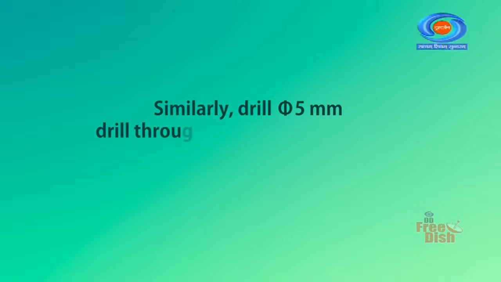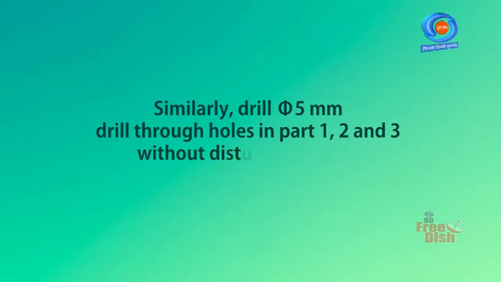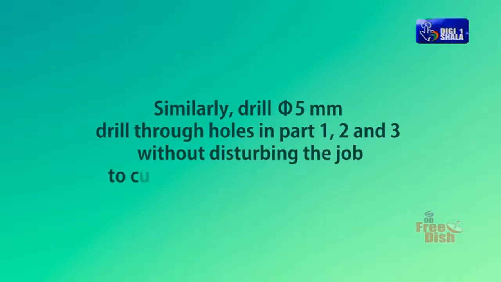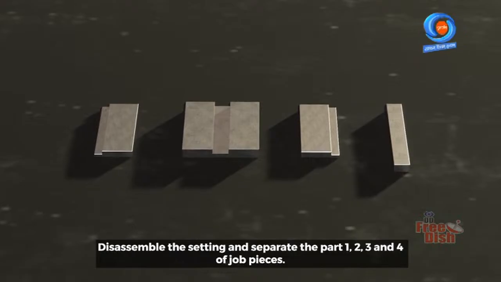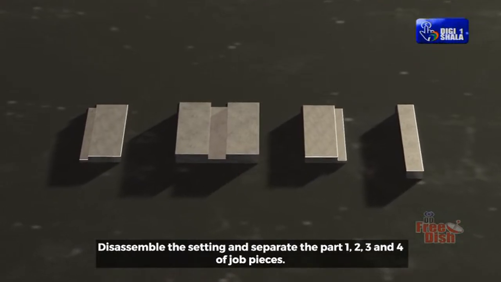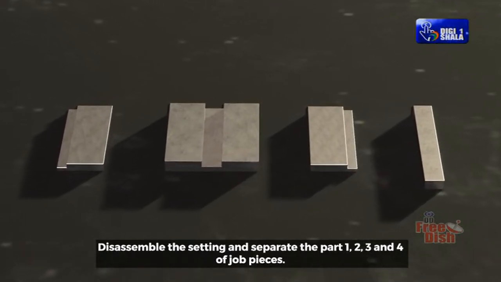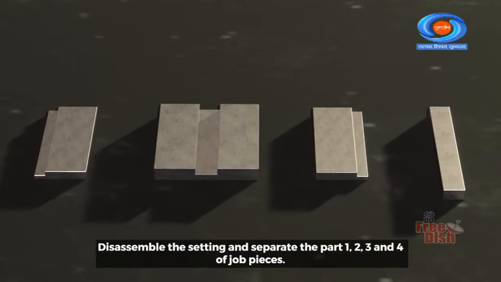Similarly, drill diameter 5 mm through holes in part 1, 2 and 3 without disturbing the job to cut M6 internal thread in part 1. Disassemble the setting and separate the part 1, 2, 3 and 4 of job pieces.